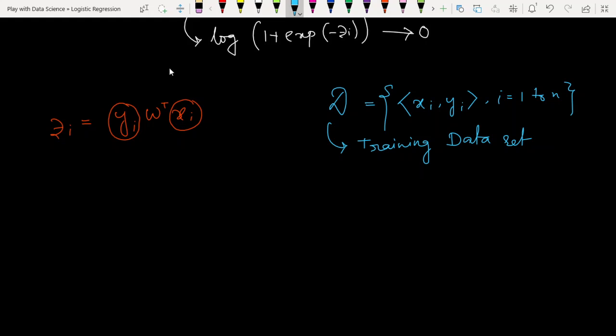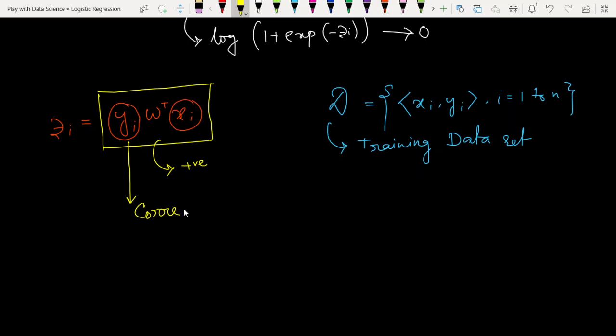If the total term, the signed distance, is positive, then our point is correctly classified. We learned this in our first lecture. Just remember: if our signed distance is positive, then the point is correctly classified.